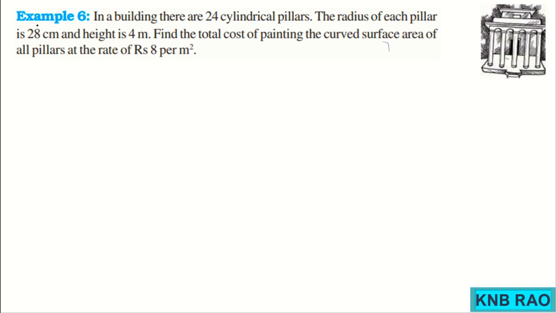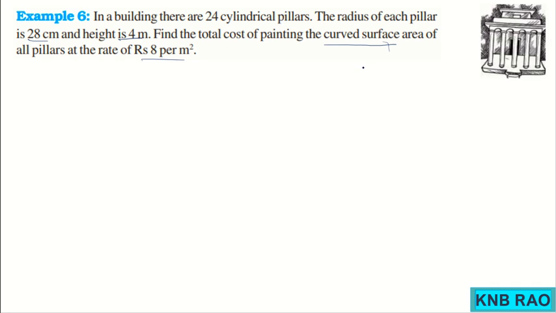The radius of each pillar is 28 centimeter. Height is 4 meter. Find the total cost of painting the curved surface area of all pillars at the rate of rupees 8 per meter square. Children, when it comes to finding the cost of painting, we need to find the CSA, curved surface area, where you normally paint for the pillars. So you are all experienced, if not now, you will be getting experienced while house inspections we used to paint those pillars, right?